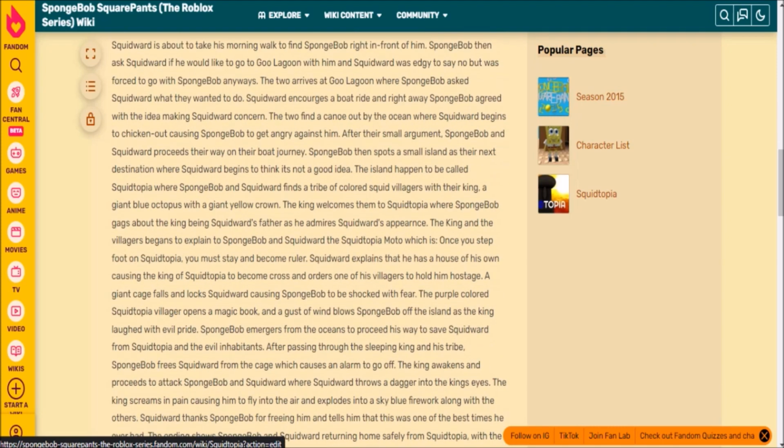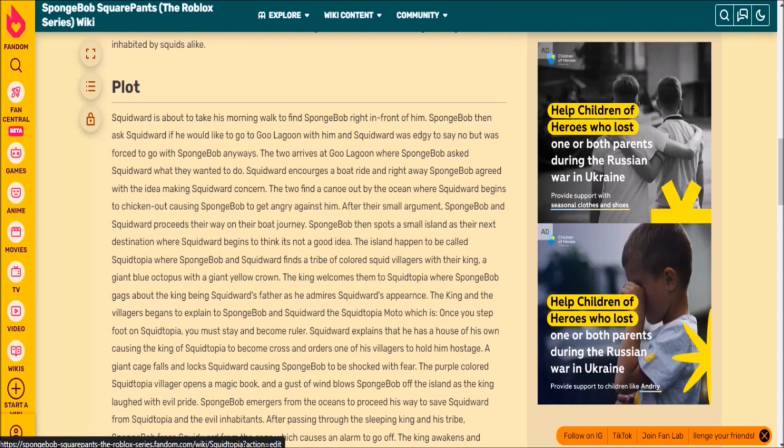The plot: Squidward is about to take his morning walk to find SpongeBob right in front of him.